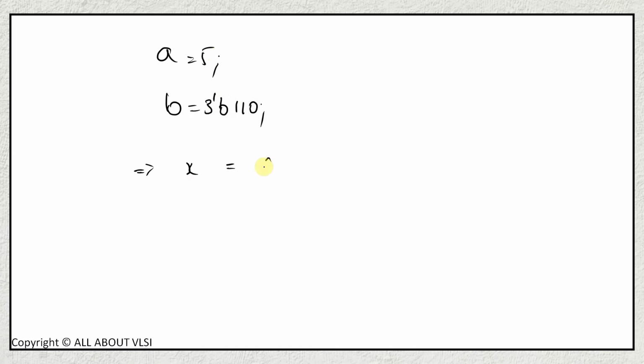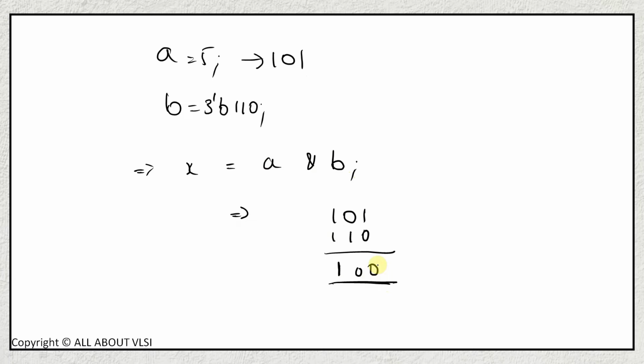So X is nothing but A bitwise AND with B. Your result 5 will be converted to 101, and B is nothing but 110. 101 AND 110: 1 AND 1 is 1, 0 AND 1 is 0, and 1 AND 0 is 0. So your output should be 100. That we will cross verify.